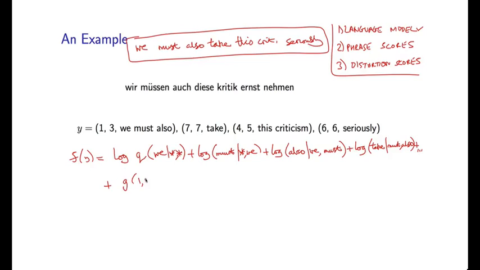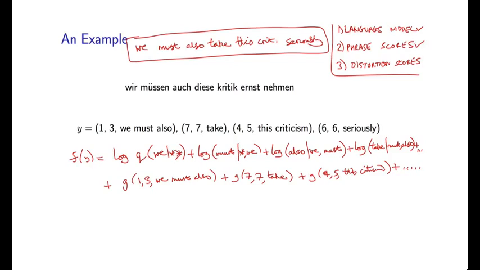So G of 1, 3, we must also, plus G of 7, 7 take, plus G of 4, 5 this criticism, and so on and so on. So remember, G was a function that takes a phrase and gives it a score, typically a log probability. And again, we're going to have one of these G terms for each of these phrases. So the 1, 2, 3, 4 phrases, we're going to have 4 G terms. So that's the phrase scores.